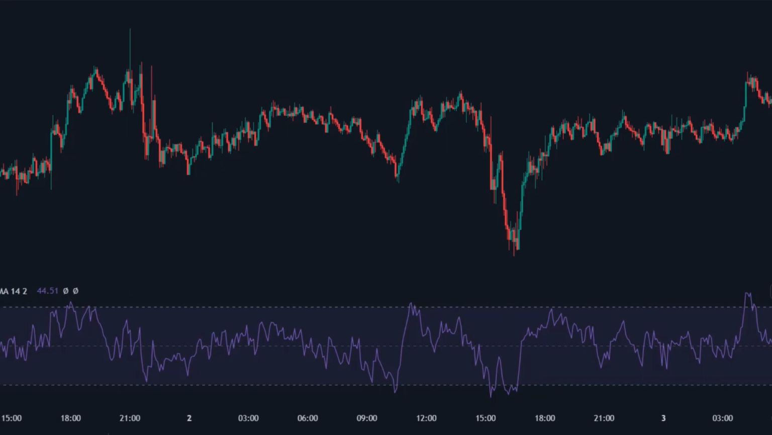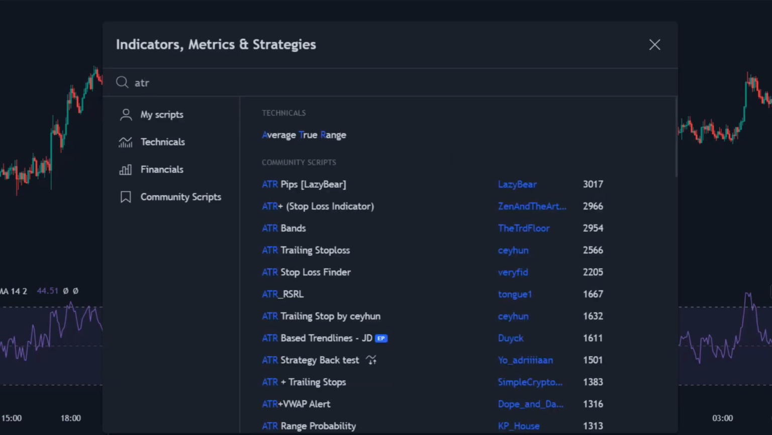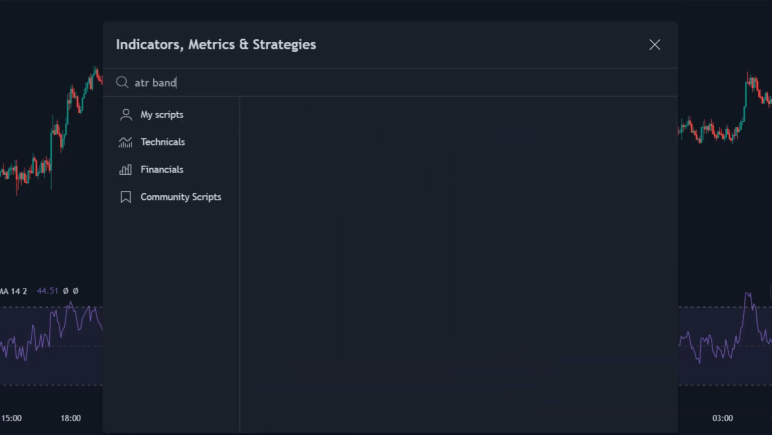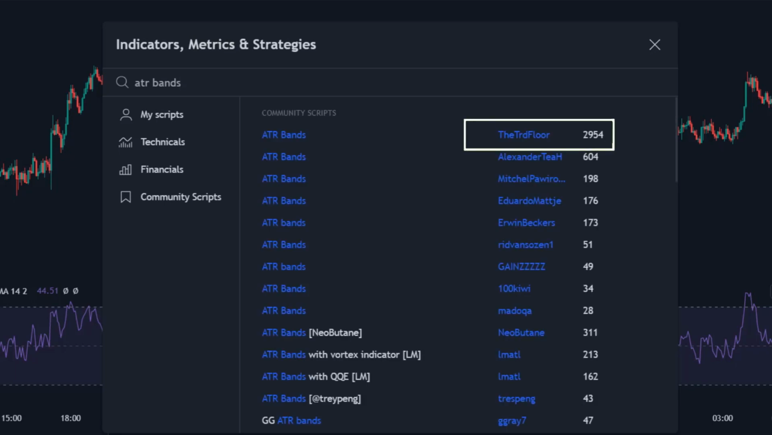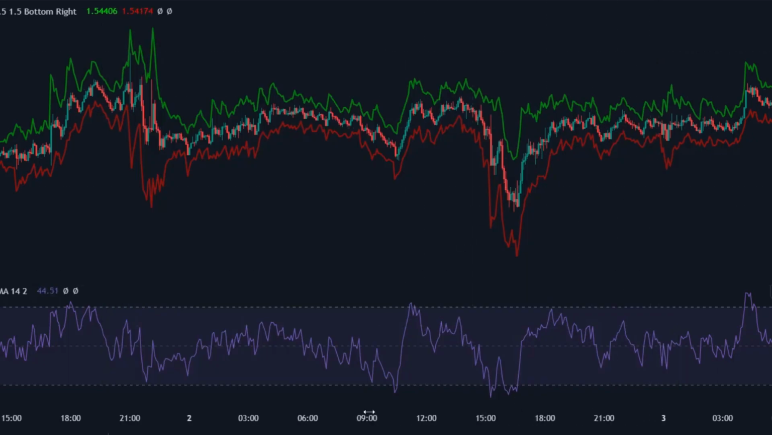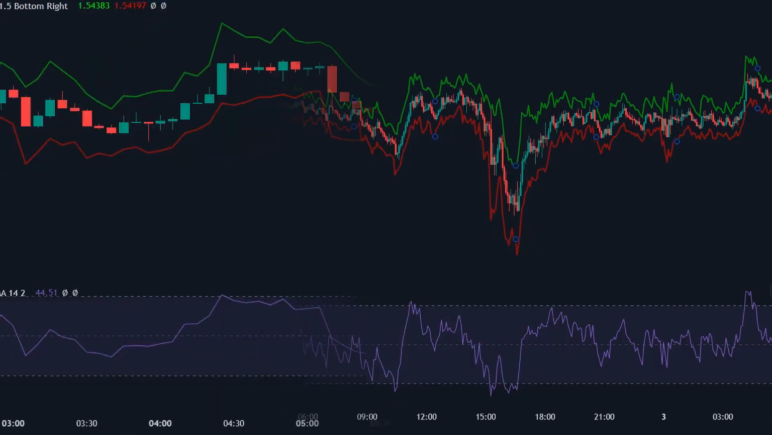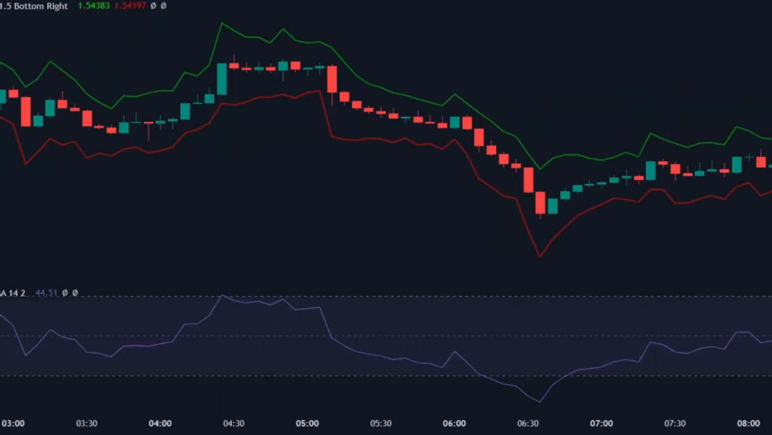Okay, now we want to add our second indicator, so again, go to the Indicators tab and search ATR Bands and click the one made by the third floor. Now we have ATR added, so let's modify the settings. For this strategy, we want to set ATR band scale factor to 2. Okay, now that we have set up everything we need, let's get into the trading rules.